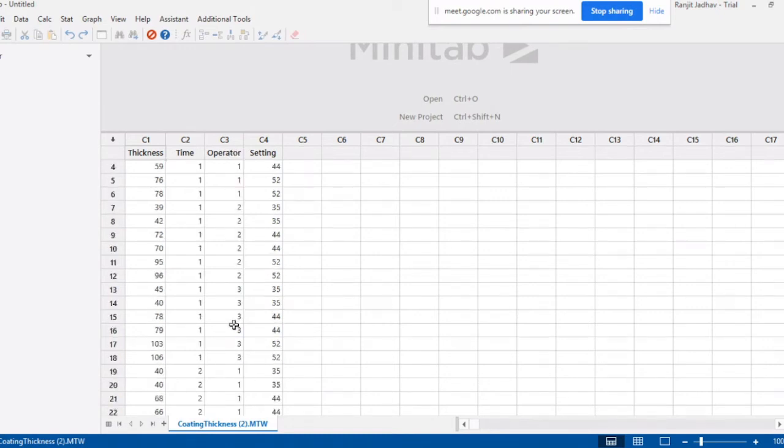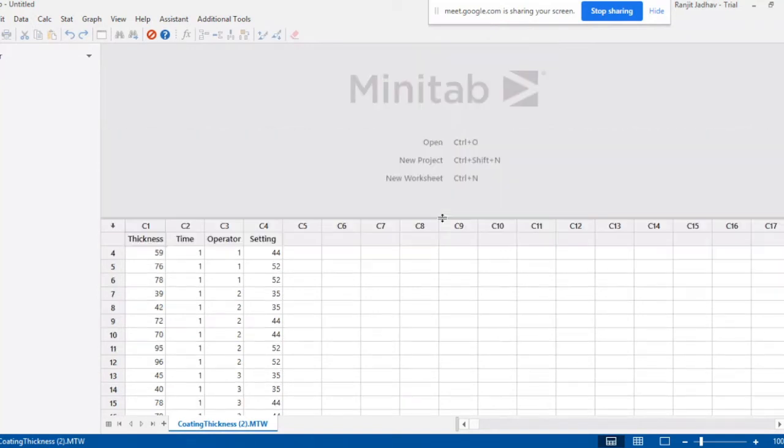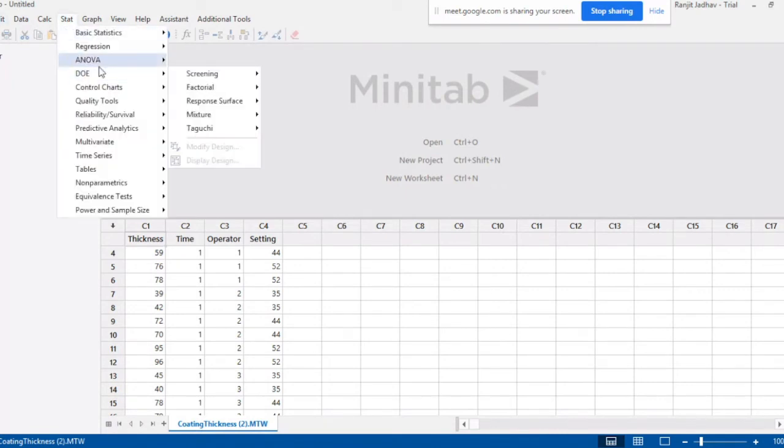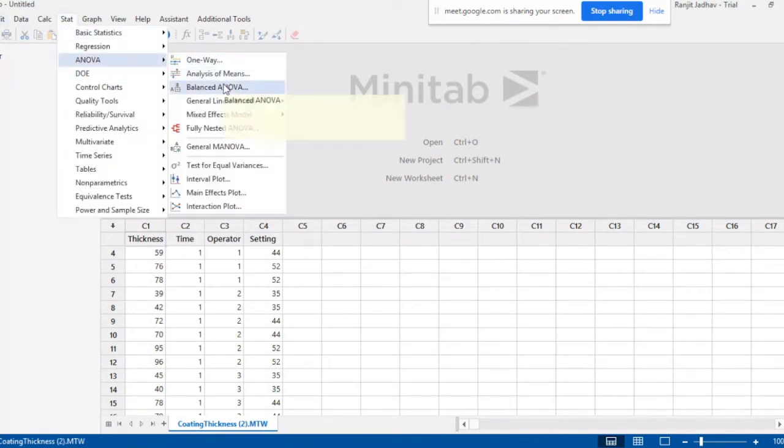Okay, so here you can see these are equally distributed, and also the settings are equally distributed. So in this case, we can use the balanced ANOVA. It should be balanced in a tabular format. So go to Stat, ANOVA, Balanced ANOVA.